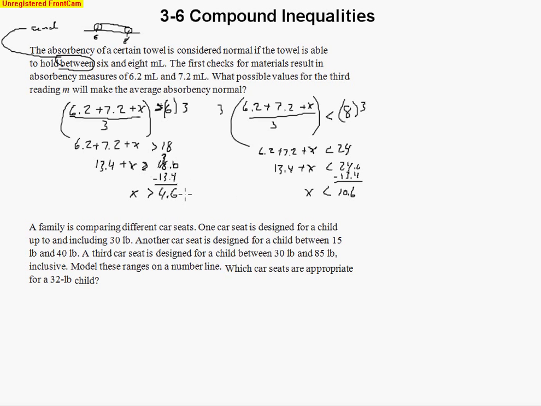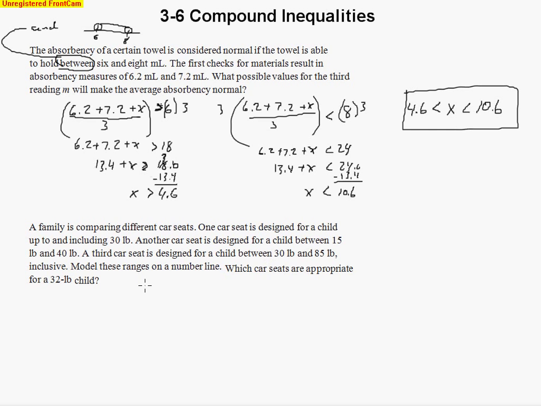All right, so here are my two numbers, and since it's between, this is the way we'll write it. We'll say 4 and 6/10. The third value must be in between 4 and 6/10 and 10 and 6/10. So the values of x need to be greater than 4 and 6/10, but less than 10 and 6/10. And that's the way we'll end up writing it there. And again, notice that did not use that word inclusive, so we did not include those two values.